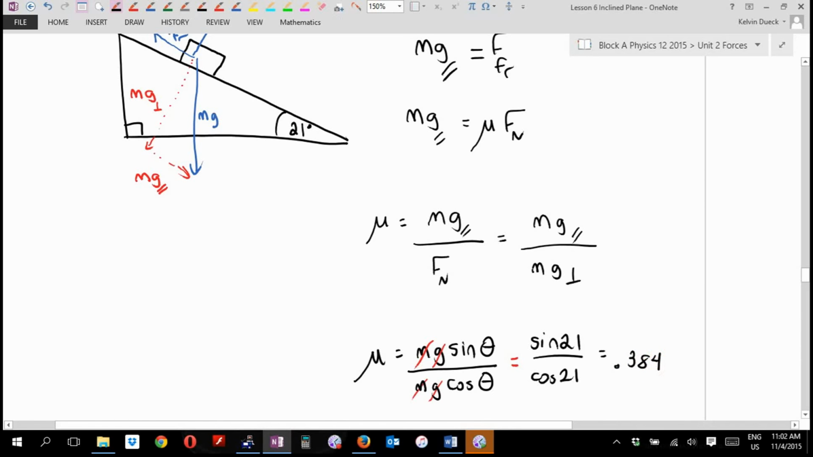Units. Oh, no units. Why did I say minimum coefficient of friction? Well, it could be bigger. You might have to tilt this even further before you'd start to fall. But you'd need at least that on a 21-degree angle to keep your balance.